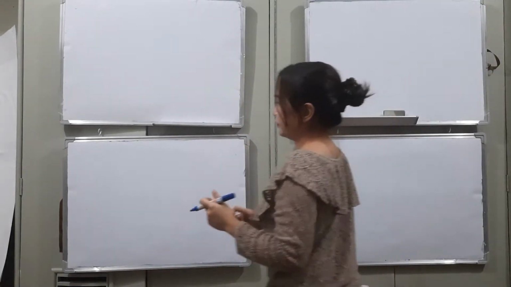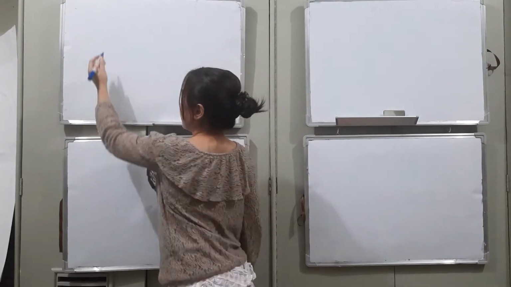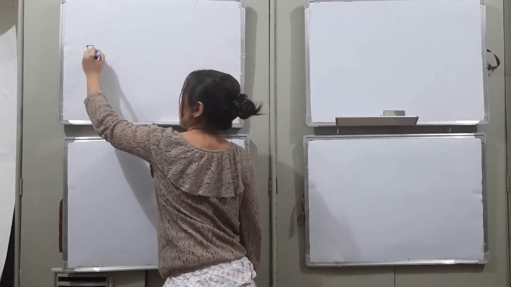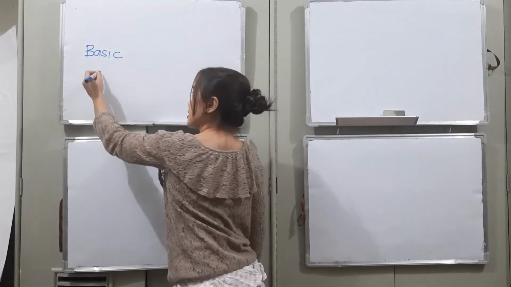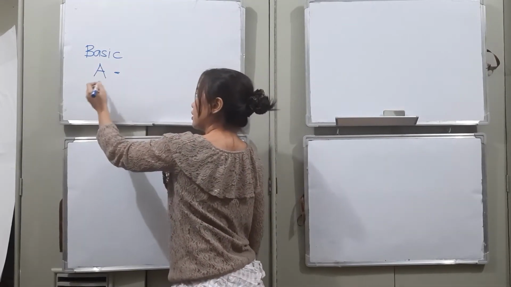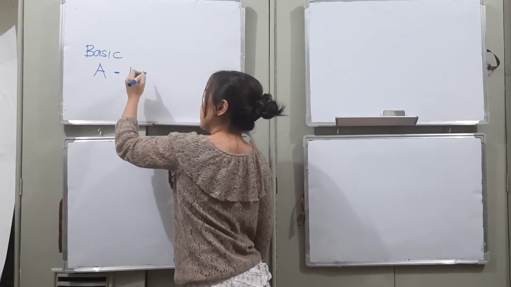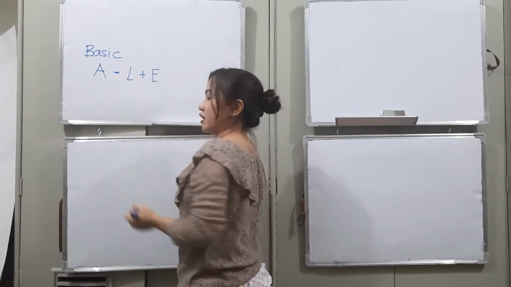titles. To make things easier, I want you to recall the accounting equation. I have given you the basic accounting equation and the expanded accounting equation. The basic accounting equation, if you could recall, is assets equals liabilities plus owner's equity.